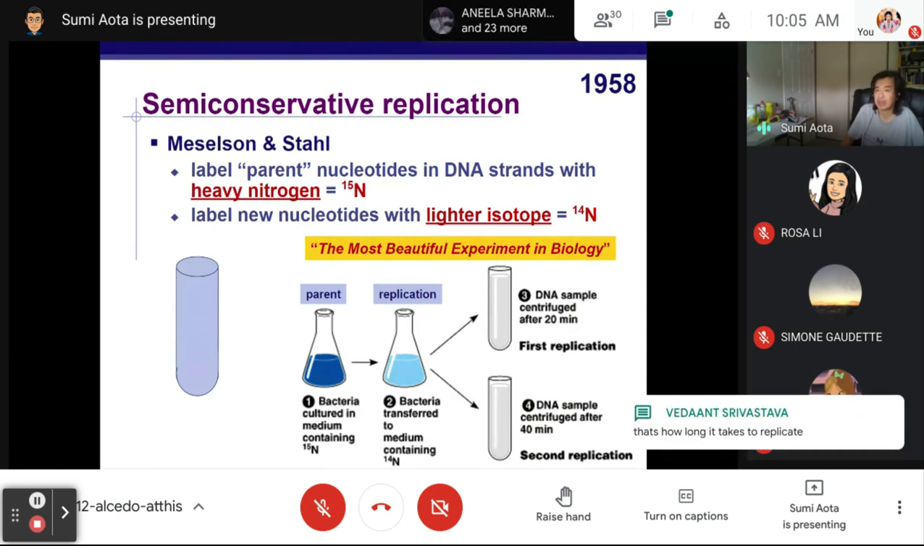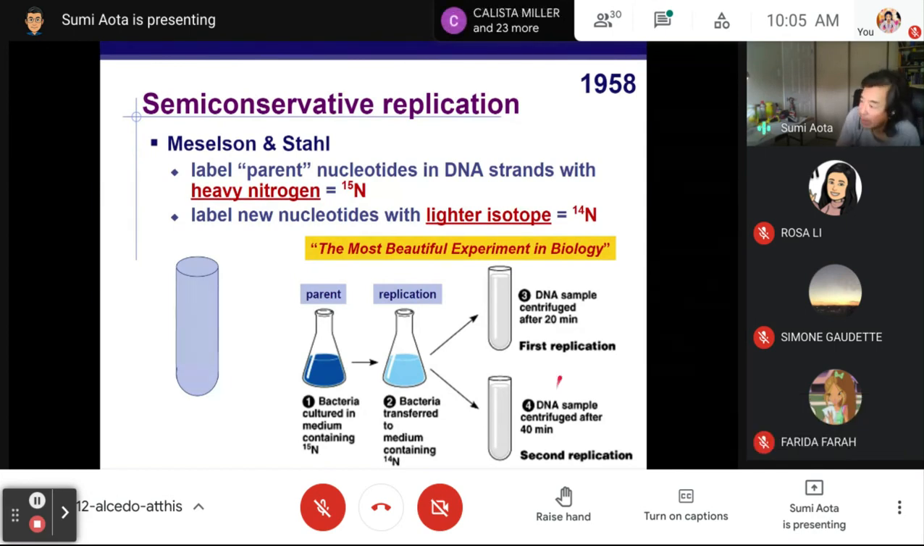Yeah, bacteria replicate on average about every 20 minutes. So if you do that, you know that there's only been one replication here, whereas in this sample there will be two replications, or two generations of replication, done here.